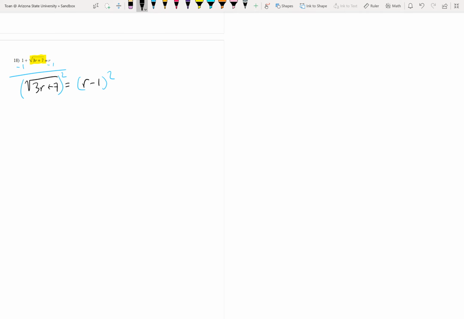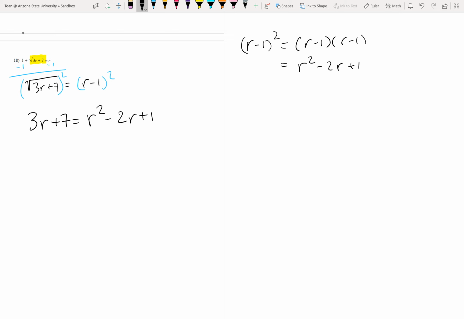Please, please, please, I saw a lot of people make this mistake. When you square both sides, you cannot distribute the exponent because of that minus sign. You have to write it out twice, or simply know the pattern, r squared minus 2r plus 1. So that's what the right-hand side will be. So back to our problem, the square root and the square cancel, giving us 3r plus 7. And the right-hand side is r squared minus 2r plus 1. Notice it's a regular quadratic, yada, yada, yada. We've done this a bajillion times now.